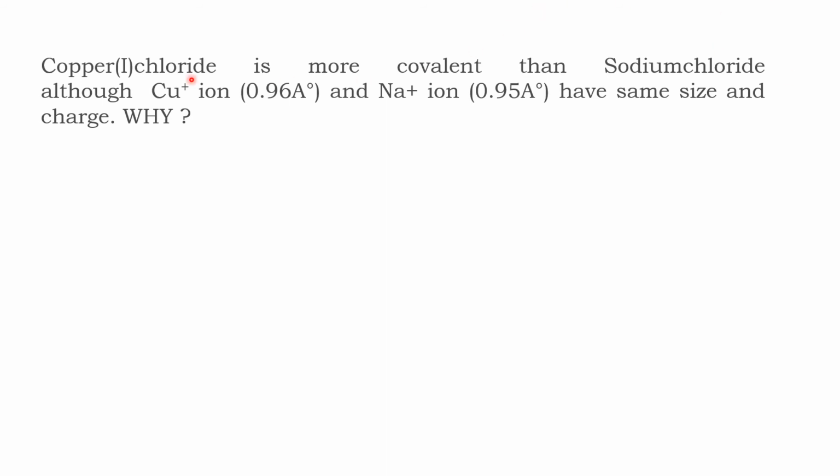Check this question. CuCl, that is copper chloride, is more covalent than NaCl, even though the size and charge are the same. Think and write down the answer. See here, the anion present in both compounds is Cl-. The anions have the same size and same charge here. Cl-, Cl-. Same size, same charge. Cu+1 and Na+1. Same charge, same size. But CuCl is more covalent. Why?